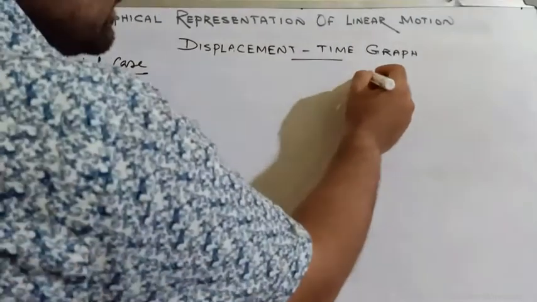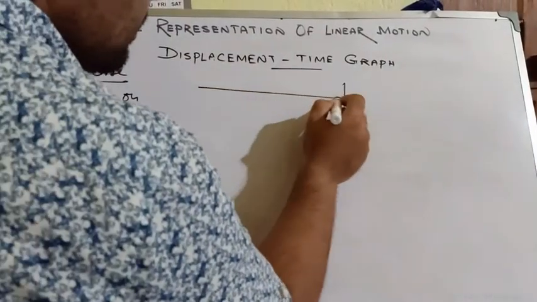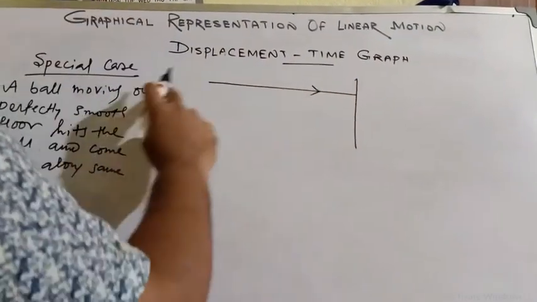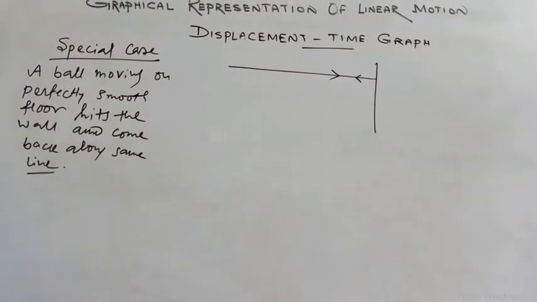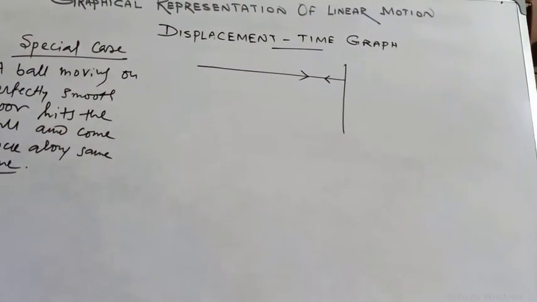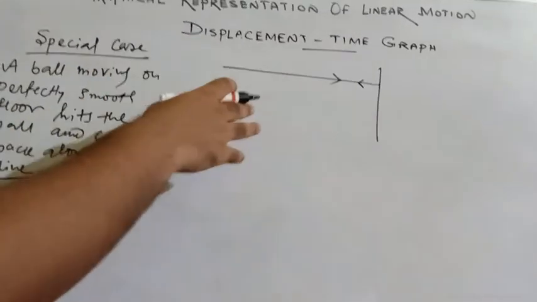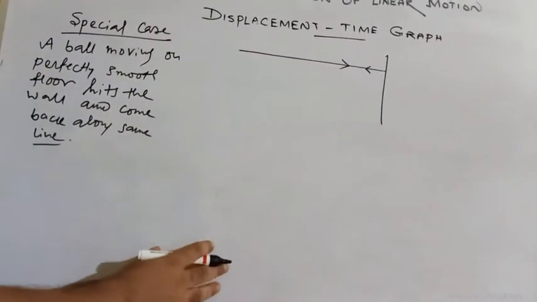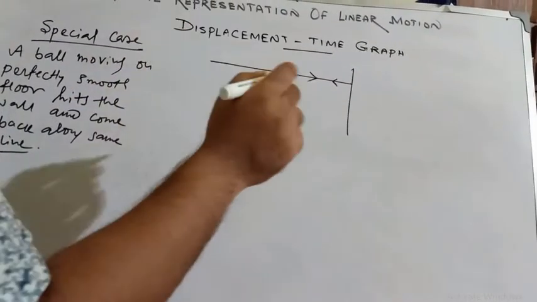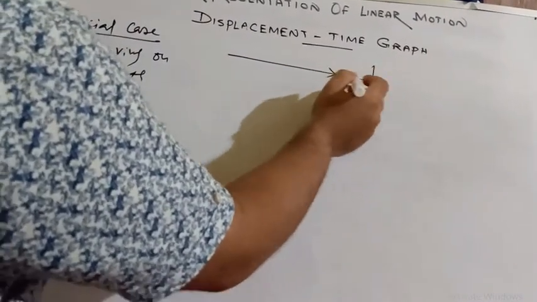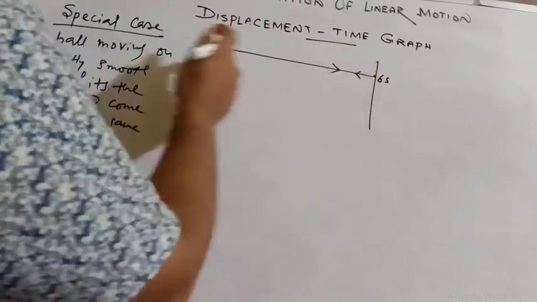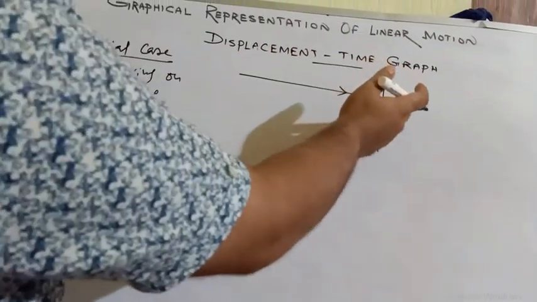So the ball, here is the wall. The ball just hits the wall and comes back along the same line. Clear? Here is my question. And the final question is, draw its displacement time graph. Okay, and one time is given, that is when it just struck the wall. Then time is 6 seconds, and then the ball comes back.